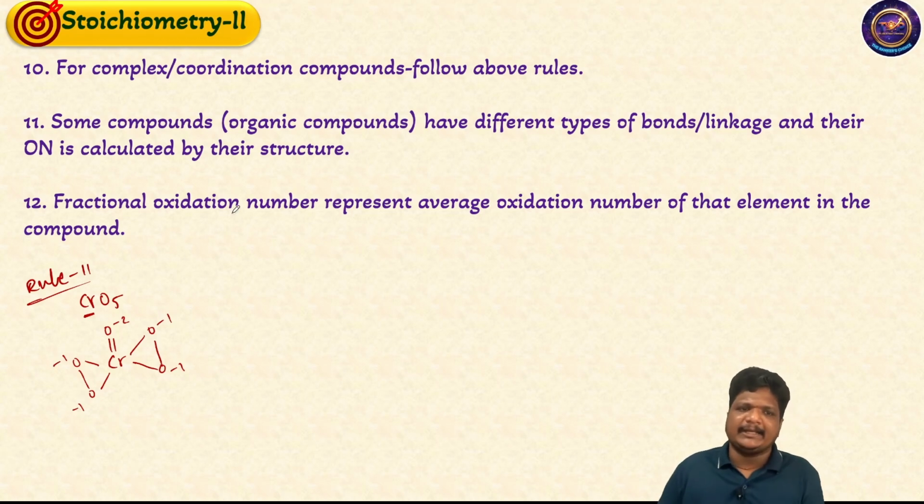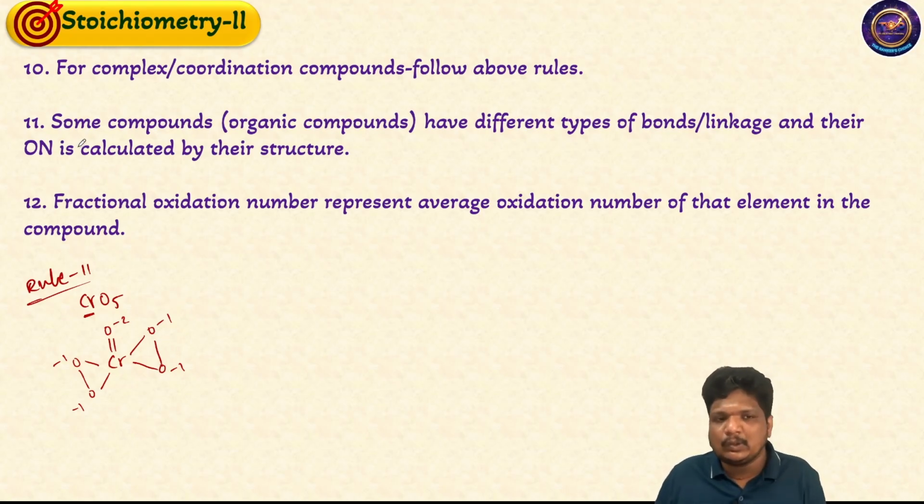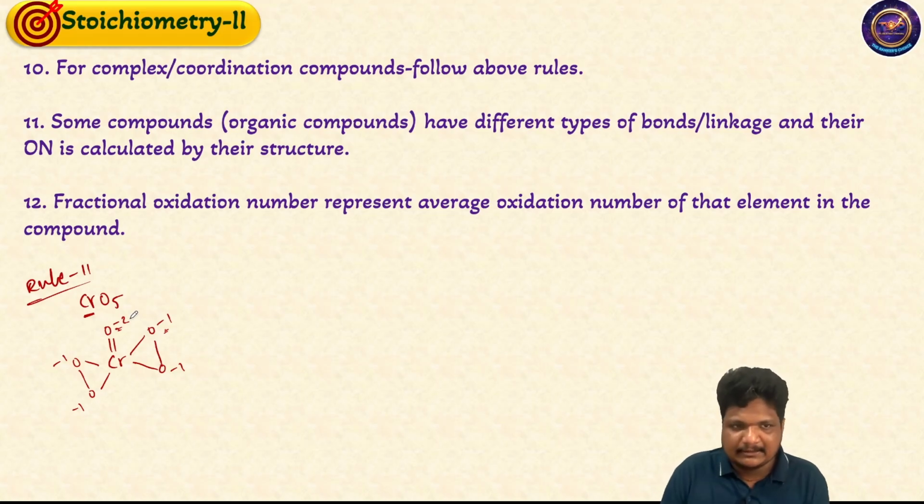Why am I taking -1 for these four oxygens? Because they are peroxide linkages. In peroxide linkage, oxygen has -1. Why does oxygen have -1 oxidation state in peroxide linkage? In between these two oxygens there is no electronegativity difference, whereas in the case of chromium and oxygen, there is more electronegativity difference, so this will get -1 and this will get the -2 oxidation states. So here you can calculate the oxidation state of chromium.